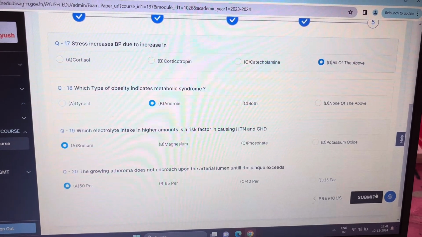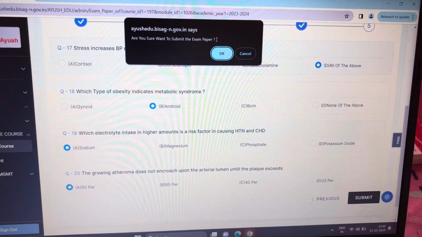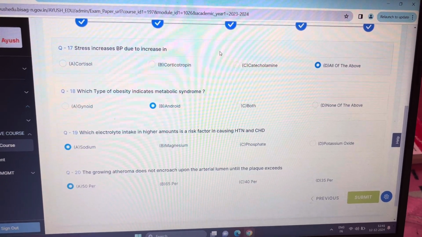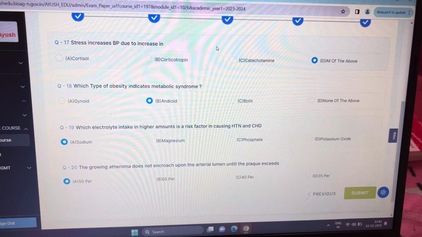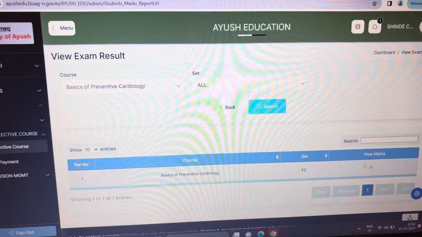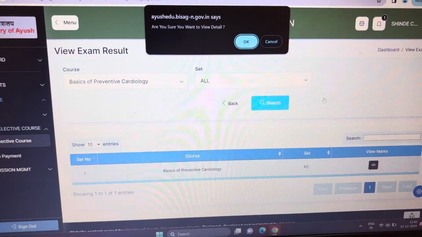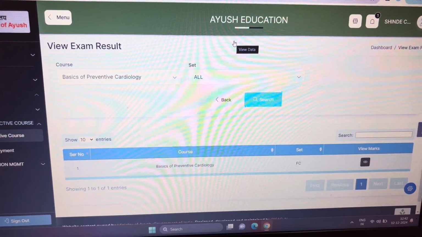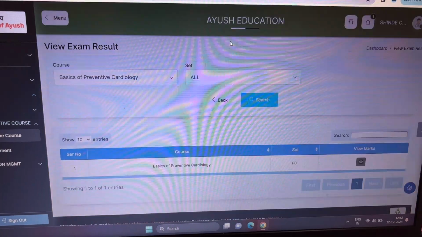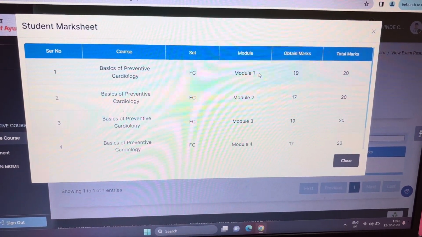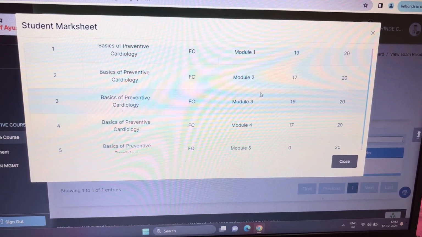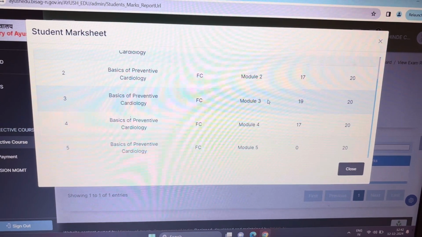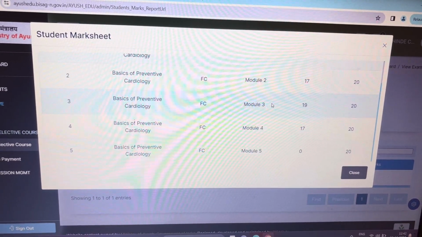Now I will show you the result of the given examination. Result of the given examination is 17 out of 20. If you want to score this much, then you can follow this. If you want to score more or less, then you can attempt yourself or research yourself.